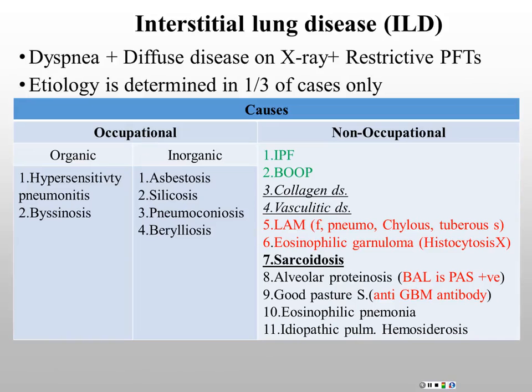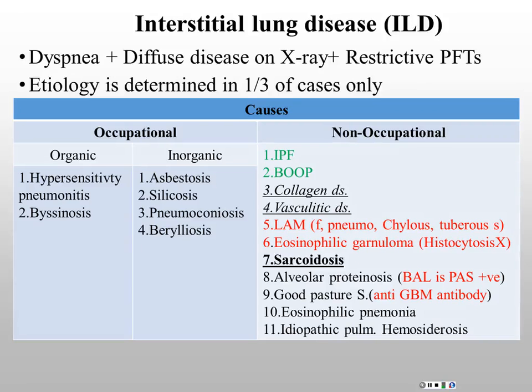Interstitial lung disease. This is a broad topic. There are more than 200 interstitial lung diseases. So this is just trying to have all of these diseases in one table, just for the sake of your exam. And we have different classifications for interstitial lung disease. If you want to classify by the cause: occupational and non-occupational, organic and inorganic causes.